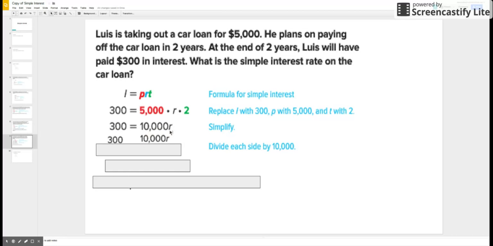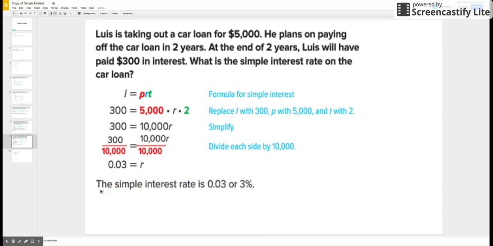If 10,000 times R equals 300, how do you get R by itself here? Well, you would just solve the equation. So divide both sides by 10,000, and you would get 300 divided by 10,000 to be 0.03 to be R. You're going to move the decimal place over 2 places to the right. So your simple interest rate is 3%, or you can just put in 0.03. But just know if you do 3, you have to put the percent. If you have 0.03, there is no percent at the end of that.